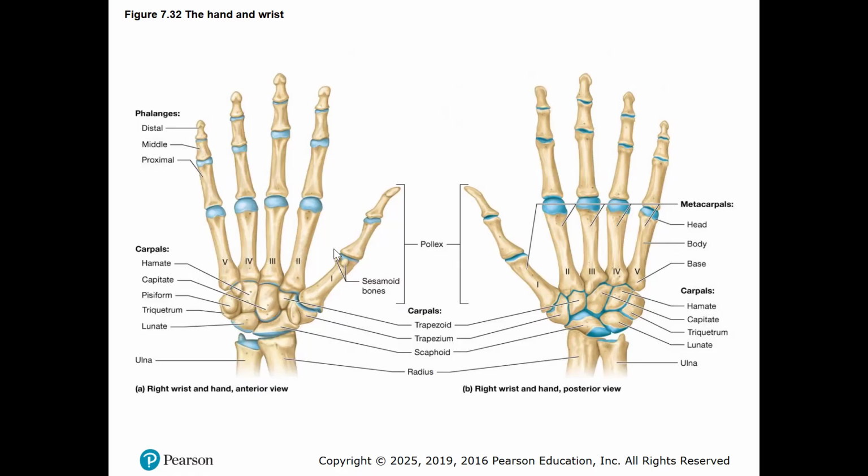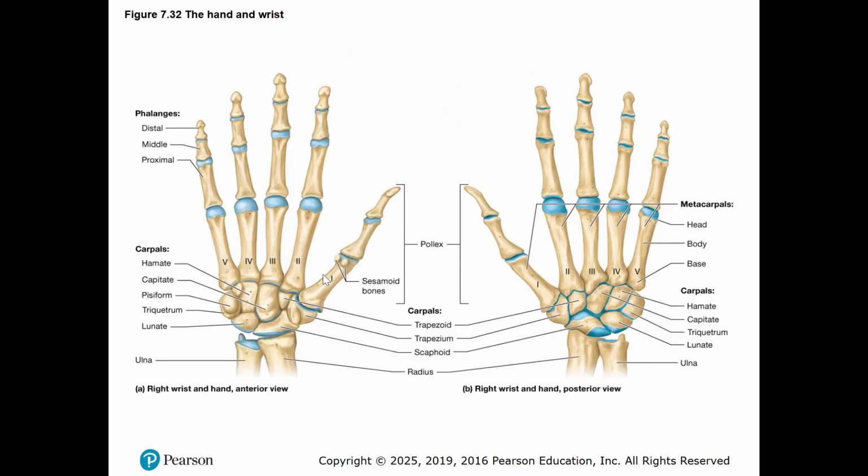Moving on, you have the metacarpals, meta meaning next to. These are the bones of the hands, the five long bones of the palms of the hands. Each metacarpal consists of three parts: your proximal epiphysis, your diaphysis, and your distal epiphysis. So just like any long bone we've been speaking about.